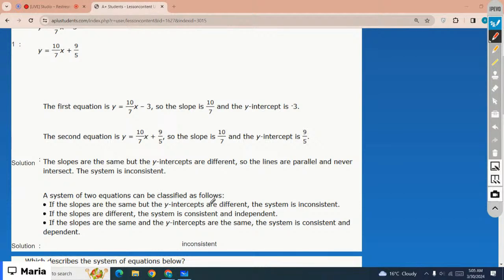A system of two equations can be classified as follows. If the slopes are the same, but the y-intercepts are different, the system is inconsistent. Got it? If the slopes are different, the system is consistent and independent. If the slopes are the same and the y-intercepts are the same, that means the system is consistent and dependent, right? Different slope means the system is consistent. Let's just start with the practice questions, right?